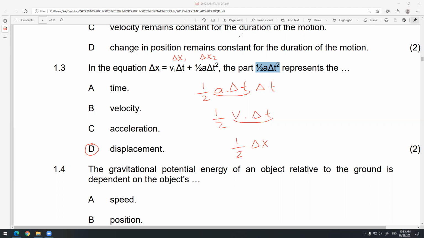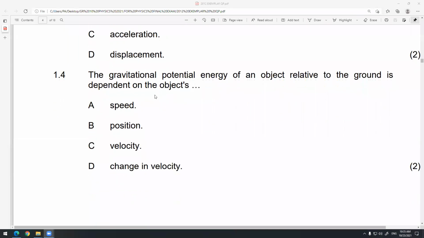Let's continue with the next question. 1.4. Let's see what they ask. The gravitational potential energy of an object relative to the ground is dependent on the object's what? Speed, position, velocity, change in velocity. Please think about that and give your answer, people.